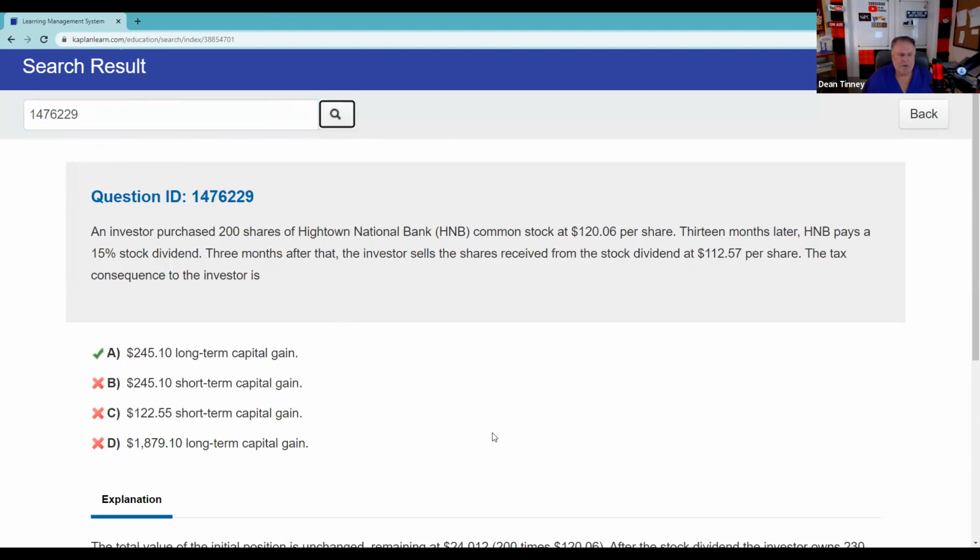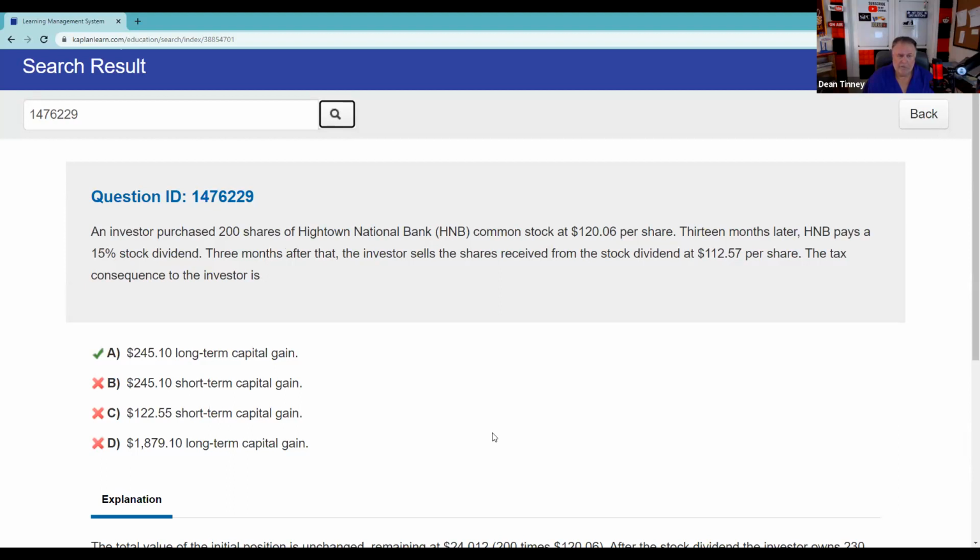An investor purchased 200 shares of High Time National Bank at 120.06. And I'm sure Erica can tell us that's our cost basis. So that's simply when we turn the money into the investment. Very important, 13 months later. So I've been at risk for more than 12 months. That's important, because if I'm at risk for more than 12 months, any gain is going to be long-term.